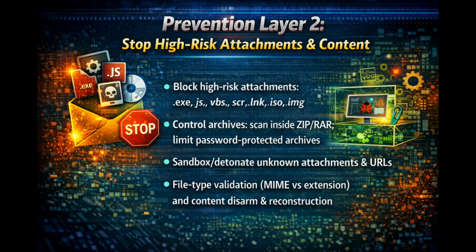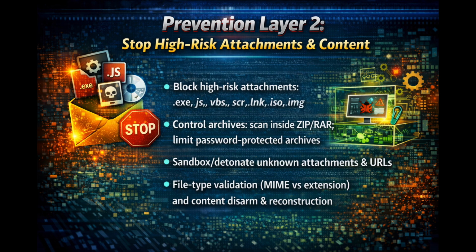Now let's talk about high-risk attachments. This is where a lot of infections begin. At the email gateway, block executable and script-based attachment types like exe, js, vbs, scr, and lnk. Also watch disk image formats like ISO and IMG, because attackers use them to bypass simple attachment filters. For archives, don't just scan the outer zip. Scan inside and set policies for password-protected archives, since they can hide malware from scanners.